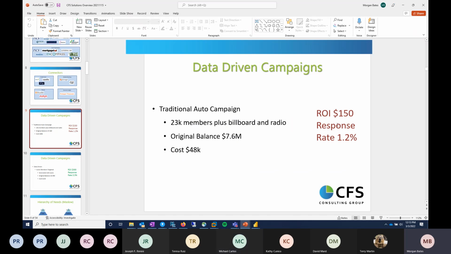They got a response rate of 1.2%. We'll ignore the radio and billboard portion of this for the moment. We'll just say we're only going to look at the 23,000 members, 1.2% response rate. Pretty typical. This is what we've heard from a lot of credit unions in terms of their marketing campaigns.